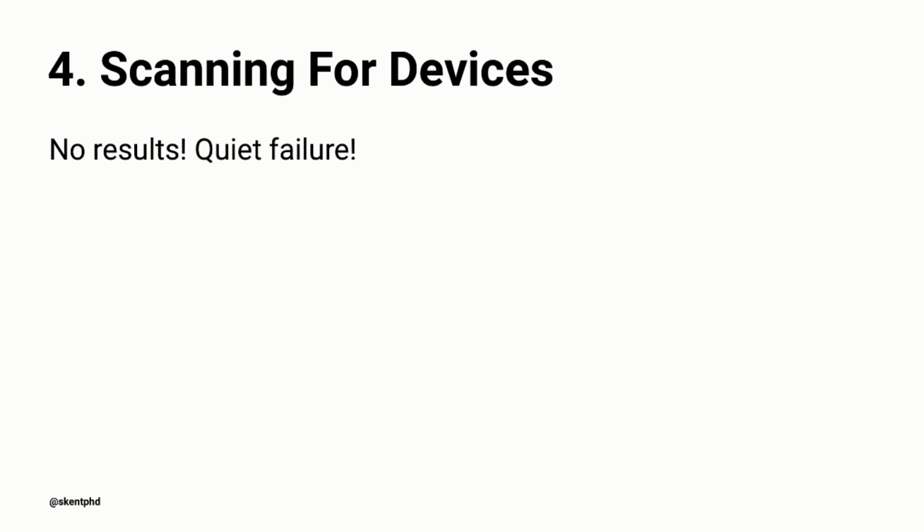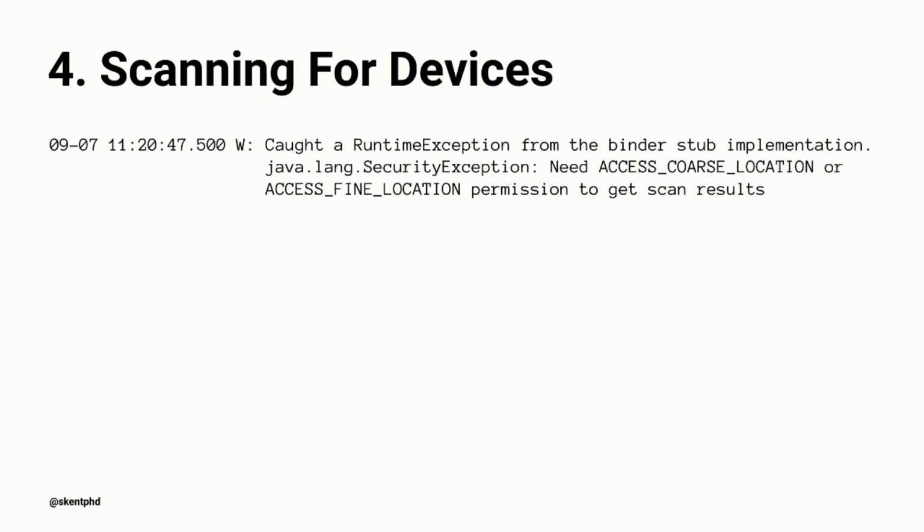So based on everything that I've shown you so far, what's going to happen if you do everything up until this last slide is that you're going to have no results and there's going to be no visible failure. So this is what that quiet failure looks like. It's a runtime exception because you don't have a location permission. And notice that this is a warning, not an error, so this is going to show up pretty quietly in your log somewhere. So we can fix that. It's just a little bit unfortunate that that's the way we might find out about it.